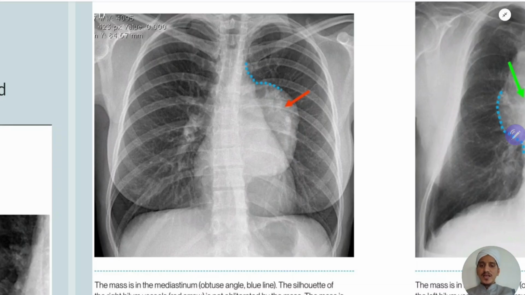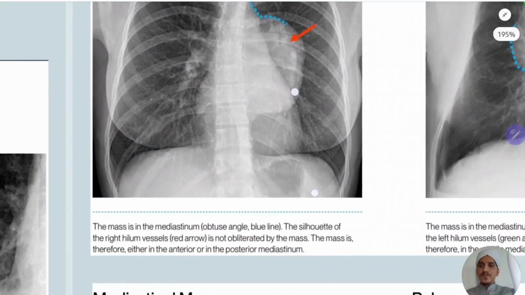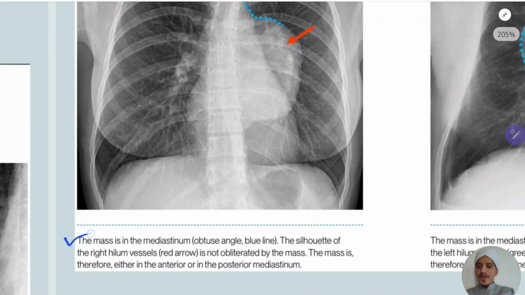Same thing here. The mass is in the mediastinum because of the obtuse angle, blue line. The silhouette of the right hilum vessels, red arrow, is not obliterated by the mass. The mass is therefore either in the anterior or in the posterior mediastinum. So to know whether it is a pulmonary mass or a mediastinal mass, you use the angle border sign, and to know whether it is in the middle mediastinum or not, you use the hilum overlay sign.